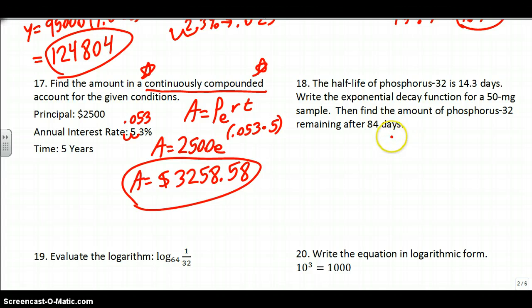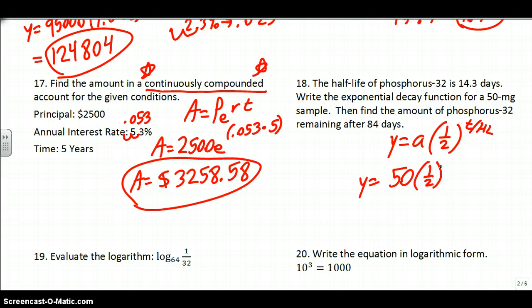18, half-life. Oop, I remember the half-life formula. A times 1/2 to the T over HL power, okay? Where A is your initial amount. Let's see. Half-life of phosphorus 32 is 14.3 days. Write the exponential decay function for a 50 milligram sample. Half-life is always a half, so that's nice. T over, well, what was the half-life? 14.3 days. Boom, there's the function.